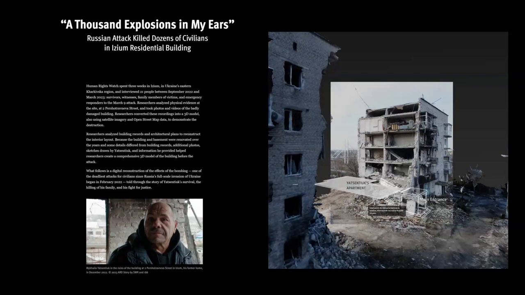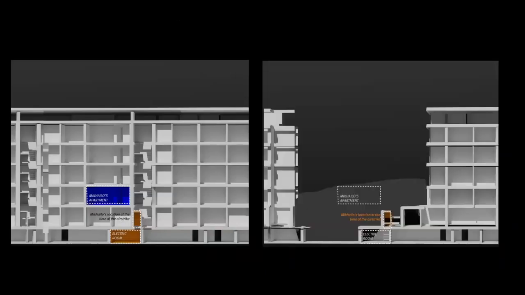One of the final sequences of animations that we produced to explain this shows a cross-section through the building. And this cross-section is indicating the state of the building before and after the airstrike. It's showing where Mykhailo's family was at the time of the airstrike in relation to their apartment 2 floors above, and in relation to where Mykhailo himself was at the time of the airstrike.